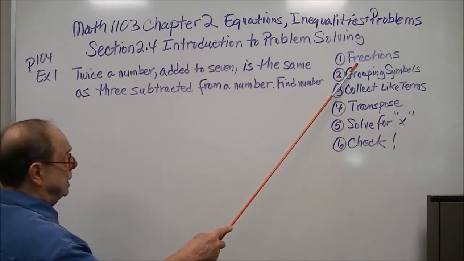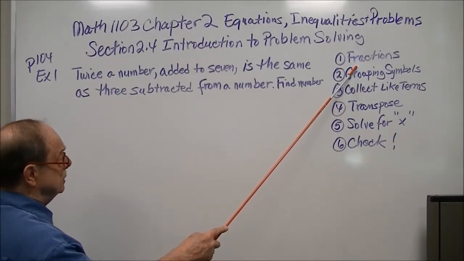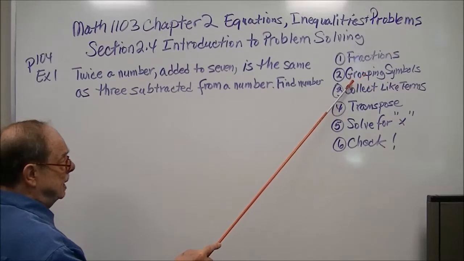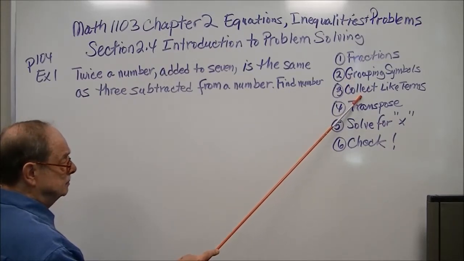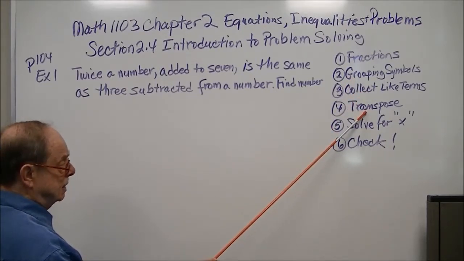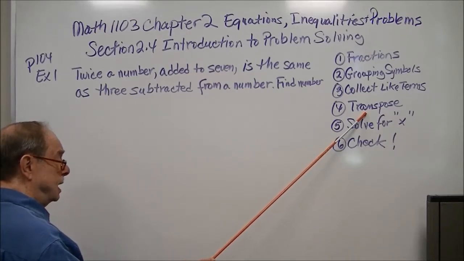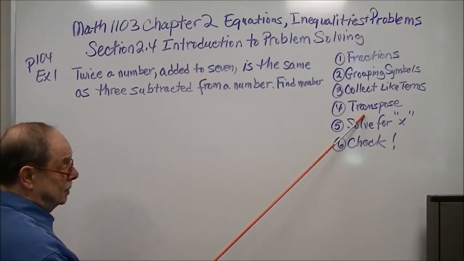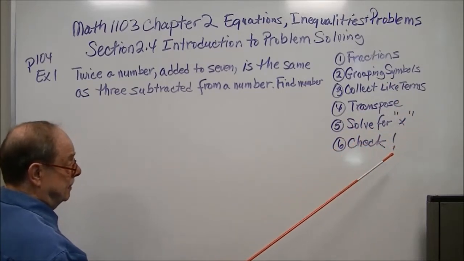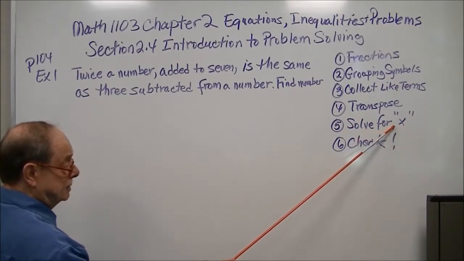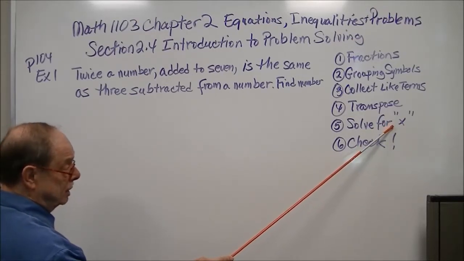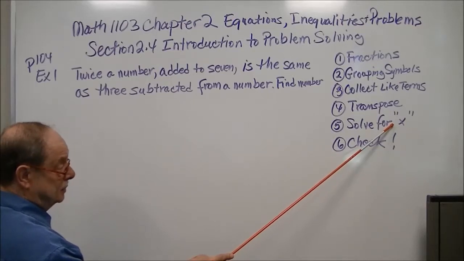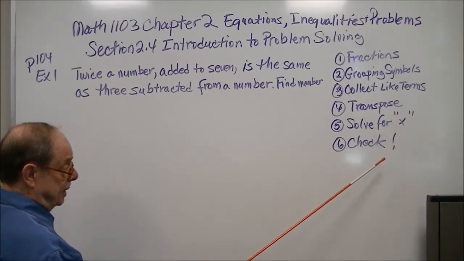Step 1, get rid of fractions, whether they're regular fractions or decimal fractions. Get rid of grouping symbols, parentheses, division bars. Collect like terms. And you're going to transpose. Get all of the letters to one side, the variables, all of the knowns, the numbers, to the other side. Then you're going to solve for x, either by taking the reciprocal or dividing by the numerical coefficient of x. And then check your work.